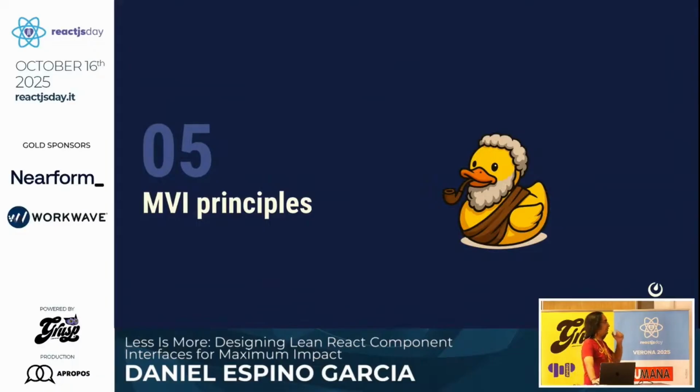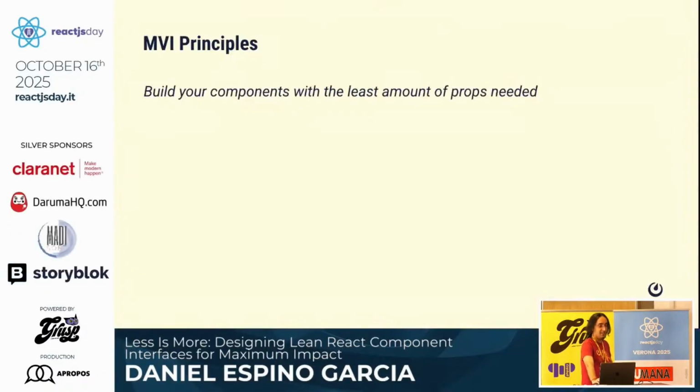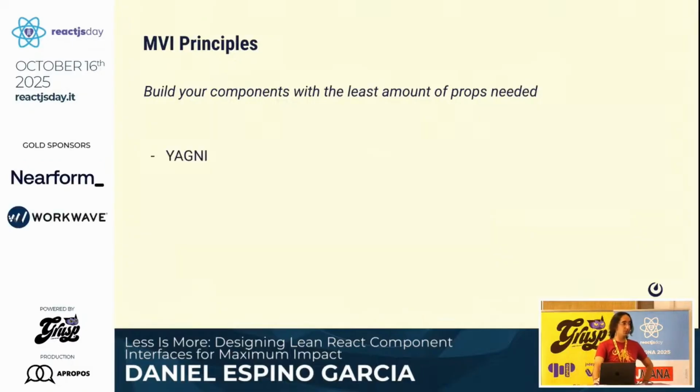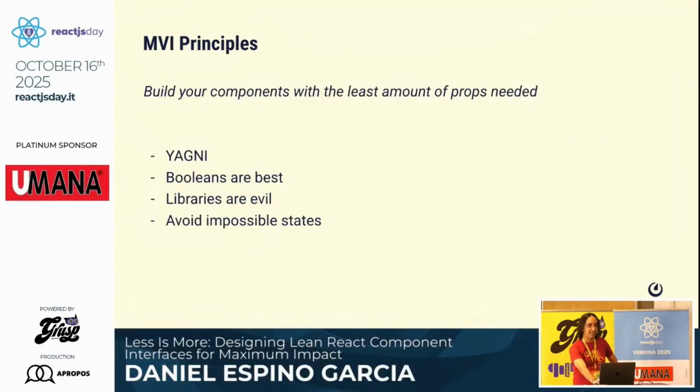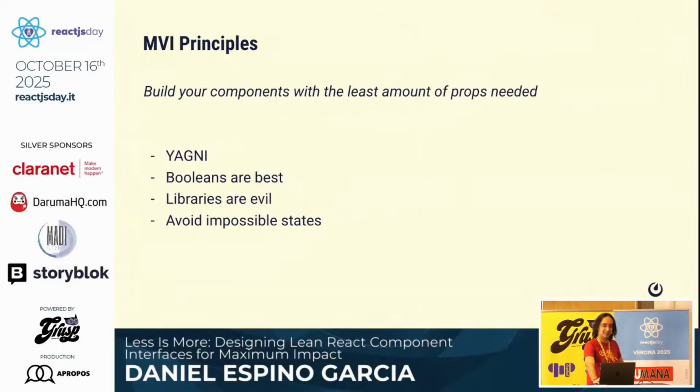So let's go back to the principles of MBI. One of the sentences I said before while defining MBI is build your components with the least amount of props needed. And the principles you will follow for that are YAGNI, Booleans are best, libraries are evil, and avoid impossible states. Okay, let's go one by one with this because, especially libraries are evil is something that sometimes people get a bit, well, we will see.